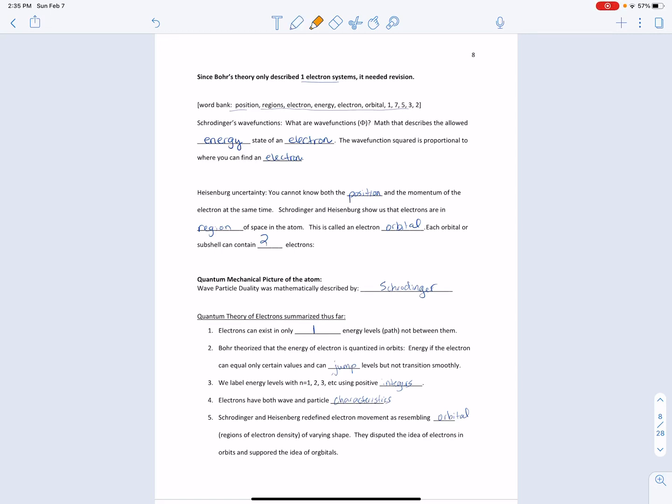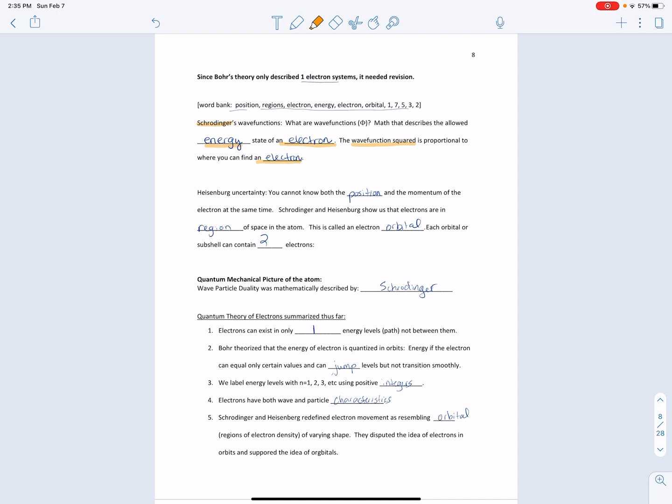So Schrodinger came up with these things called wave functions to help deal with the idea that we need to deal with more than one electron systems. A wave function is math that describes the energy state of an electron. And we aren't going to expect you to do any calculations with it. You would do that in physical chemistry. The wave function squared is proportional to where you can find the electron. What these essentially are is they design different shapes that you're going to find the electron in.